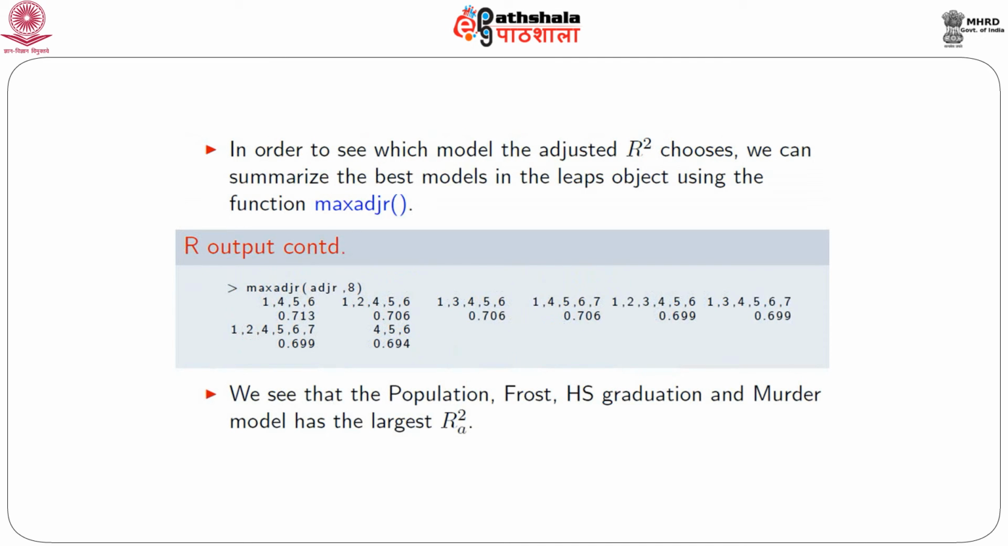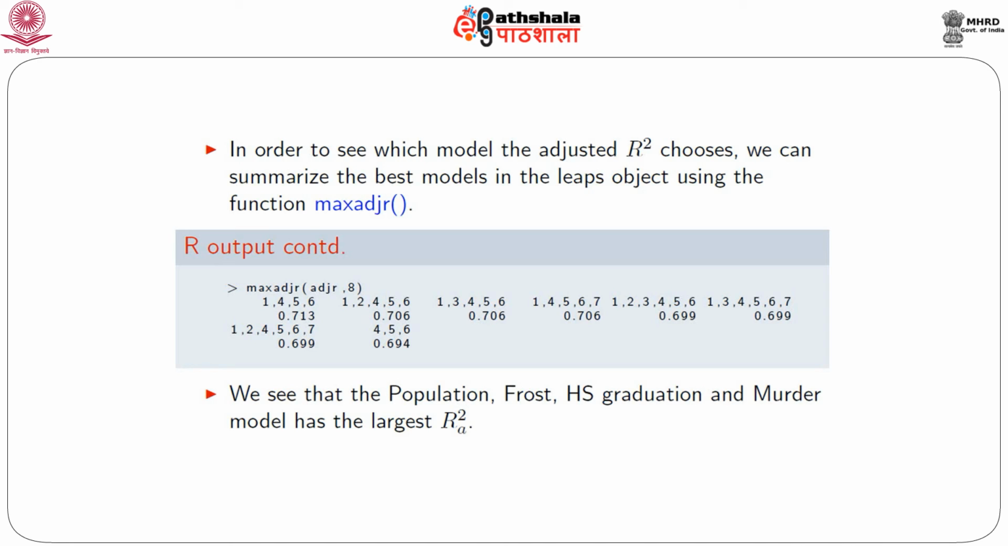Now, let us see which model the adjusted R-square criteria selects. If we use the leaps function again, the default criteria is Mallows CP criteria. However, we can mention method equals adjr2, and that will use adjusted R-square as the criteria for selecting the models. So, after we use the leaps function with method equals adjr2, we can obtain all the adjusted R squares for all possible 55 models. Now, in order to see which model the adjusted R square chooses, we can summarize the best models in the leaps object using the function maxadjr.